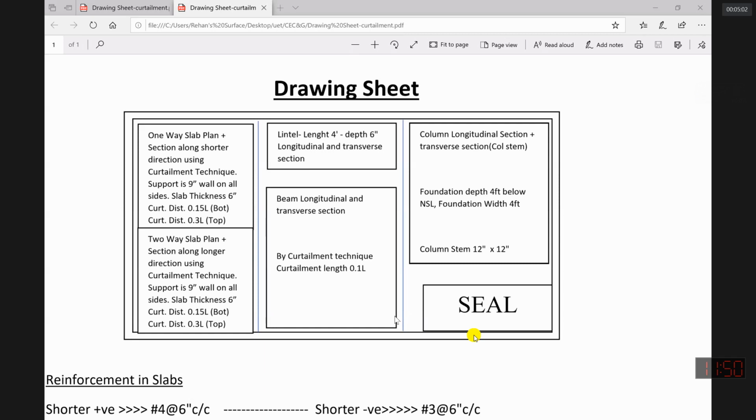Okay, a beam is a line element. In a line element, you would have the problem of shearing. In a plate element, there wouldn't be any problem of shearing. The only problem of shearing in a plate element is punching shear, and that only comes when there is a point load acting on the slab. Otherwise, there is no problem of shearing in slabs.